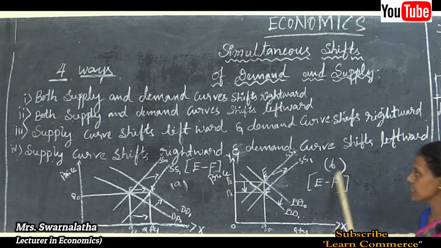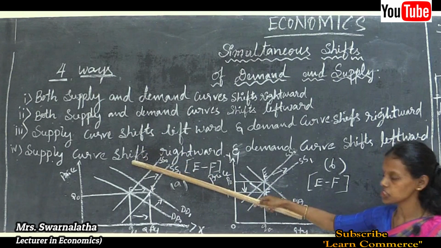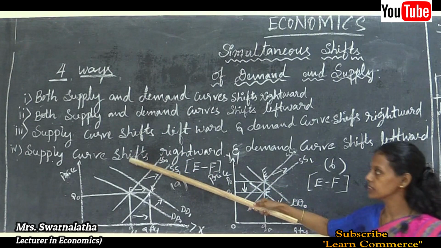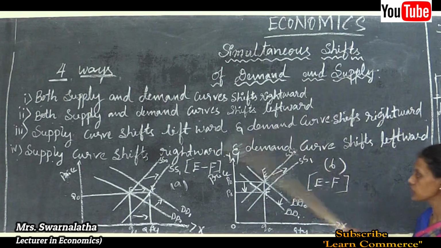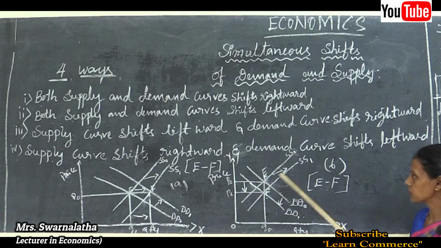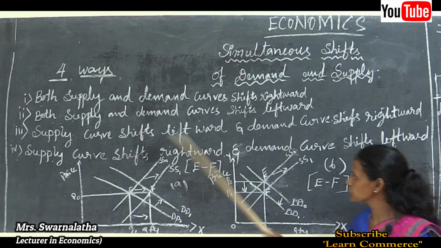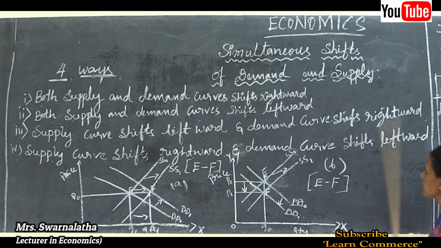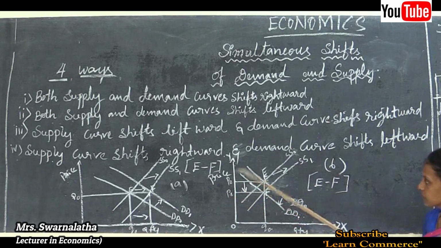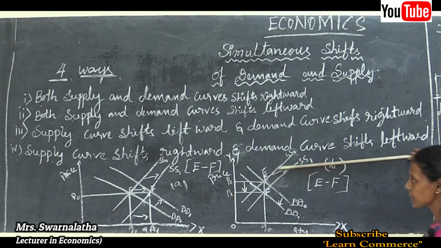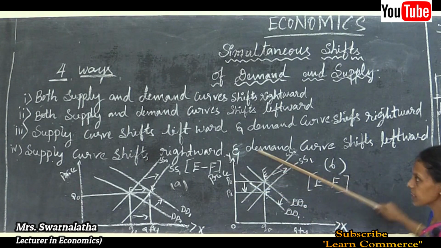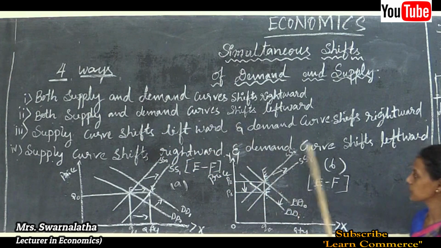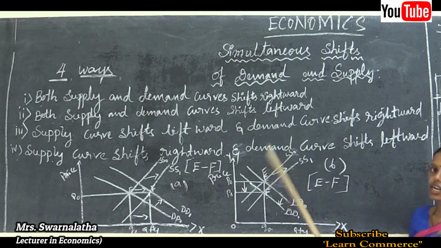So, panel B explains the third and fourth conditions of the simultaneous shift in the equilibrium. In the third case the supply curve shifts leftward and the demand curve shifts rightward, and in the fourth case the supply curve shifts rightward and the demand curve shifts leftward. Fourth condition: supply increases, demand decreases. Third condition: the supply curve shifts leftward, meaning supply decreases, and demand increases.